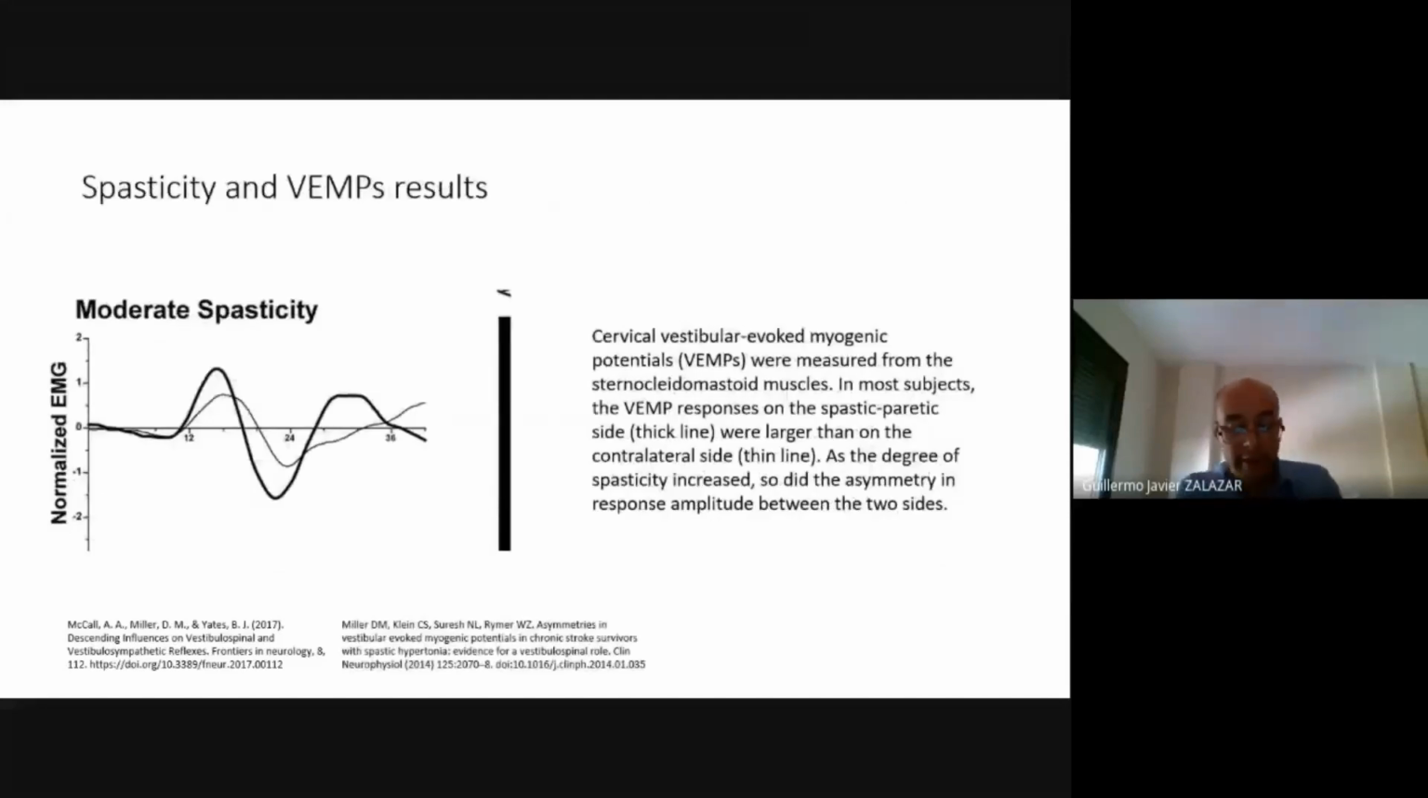When we perform BEMS in a patient with spasticity, we can observe that the amplitude of the response is greater the more spasticity they have. This demonstrates the involvement of the vestibulospinal pathway in the control of muscle tone.